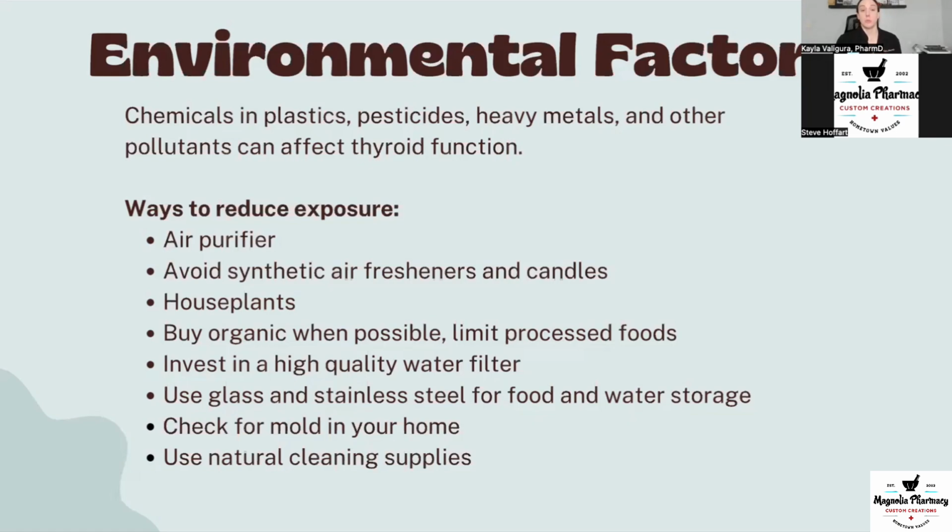There are some ways you can reduce your exposure to these types of things. Making sure that you have a good air purifier in your home and avoiding synthetic air fresheners and candles, as well as having houseplants. So we're increasing that good quality air in our home. By buying organic vegetables, organic foods when possible, and limiting those processed foods, like we already talked about, limiting that garbage that we're taking in. Invest in a high quality water filter, and along with that, using glass and stainless steel for our food and water storage. So not using single-use plastics. Those will leach microplastics into the water, and then we are consuming them.